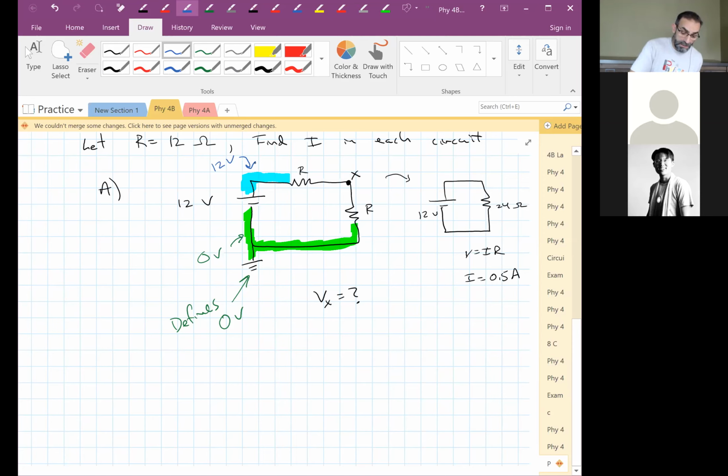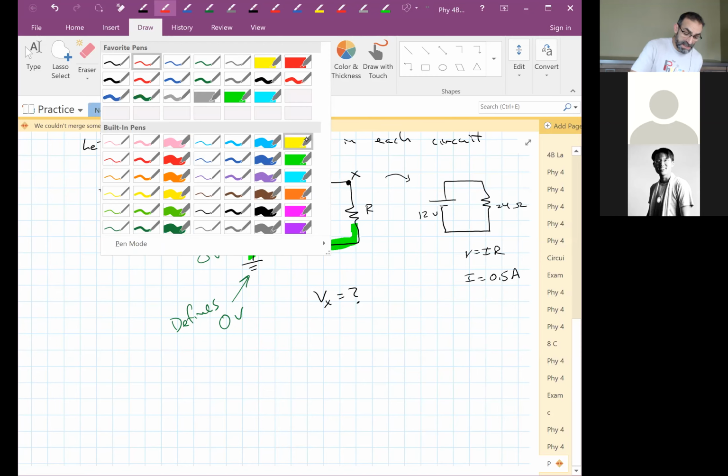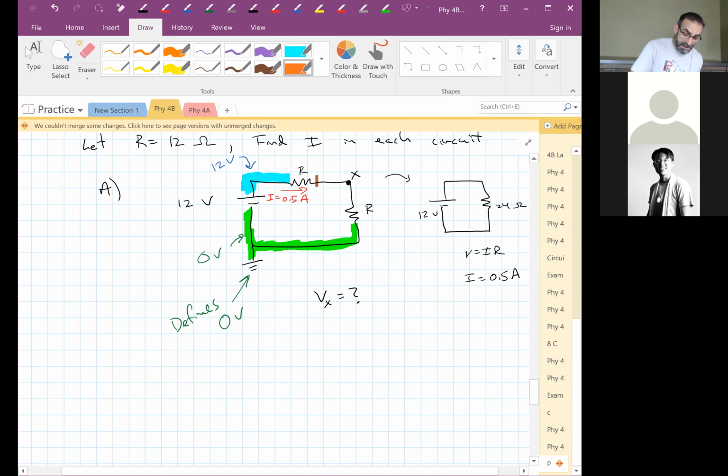So if we have half an amp coming through here, and the resistance is 12, then V is equal to IR. So a half times 12 is 6 volts. I have to drop by 6 volts going through that resistor. If I came in at 12 volts, then I have to be 6 volts less than that on the other side. So this has to be 6 volts. Okay.